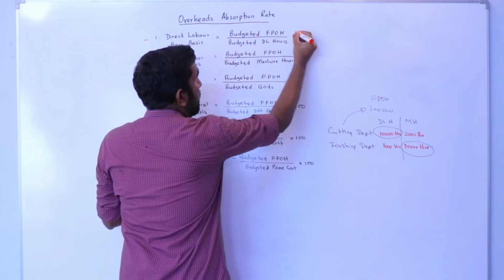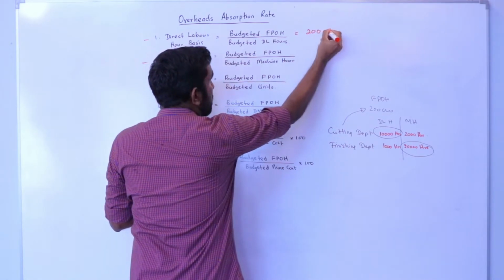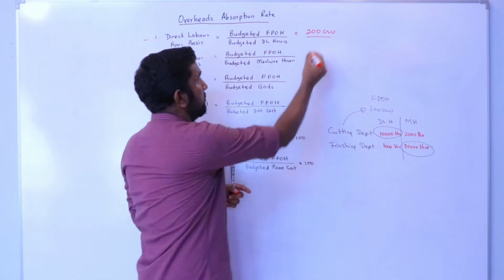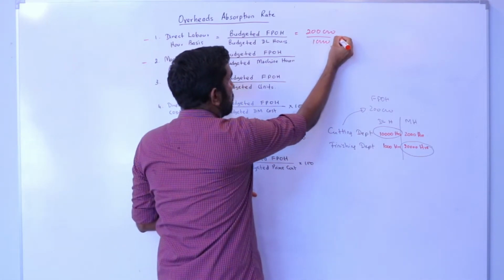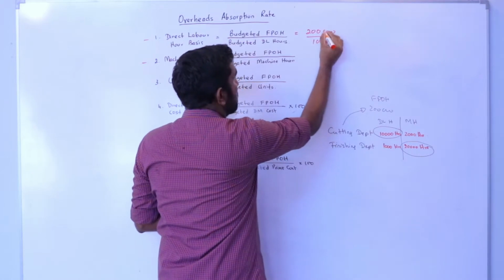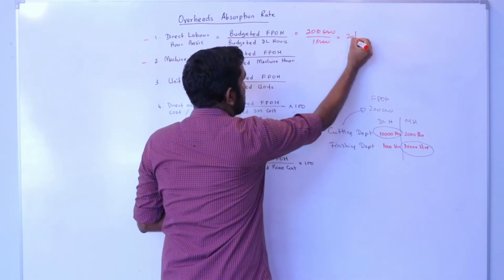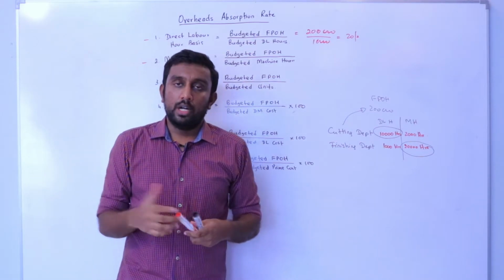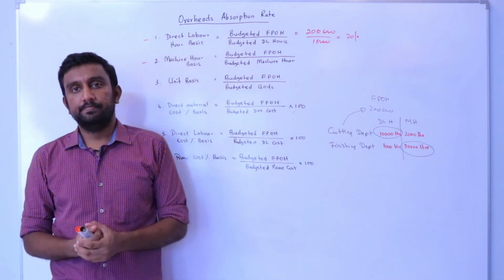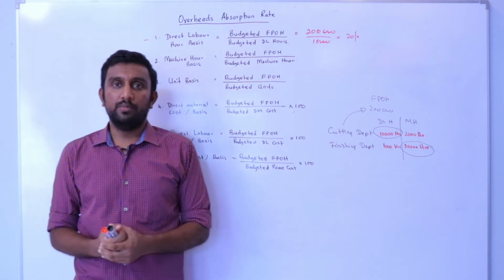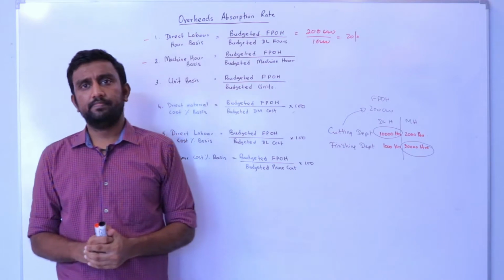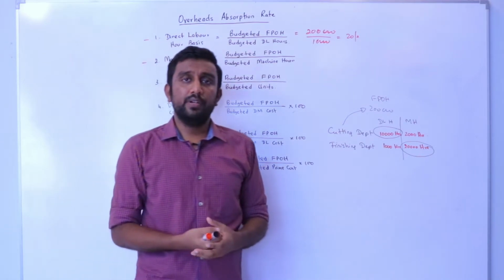So if I put here my budgeted fixed production overheads is 200,000, divided by 10,000, you'll get the answer, let's say 20 rupees. Now tell me, what does 20 mean? Is 20 the per unit cost?